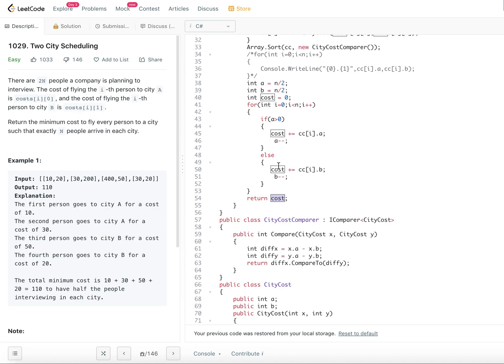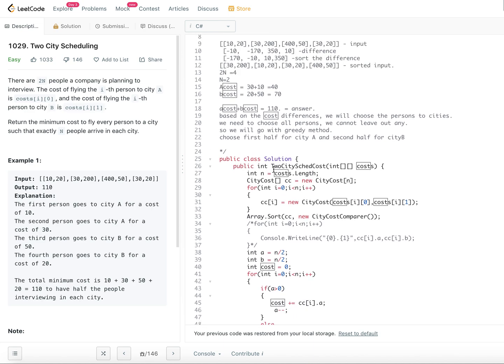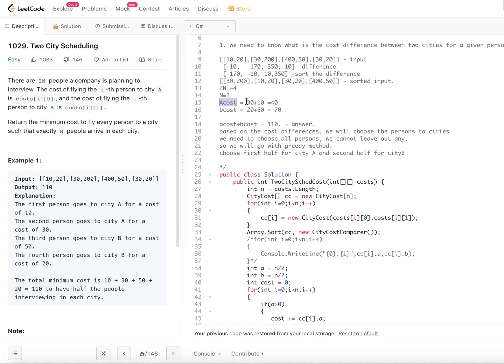So that is nothing but taking the first n by 2 for A cost, the second n by 2 for B cost, and finally returning the cost which we accumulated. It is A cost we accumulated and B cost we accumulated, and finally we sum them up and return as the answer. So that's the greedy method that we have employed to solve this particular problem.